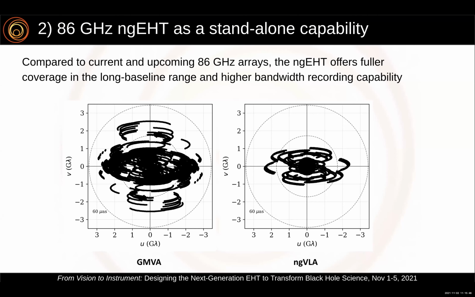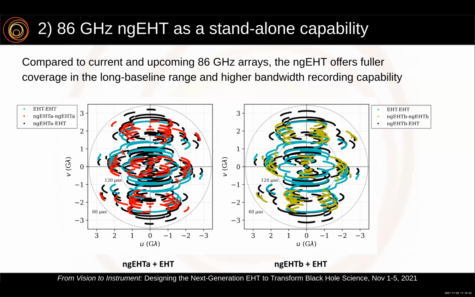So the great advantage that ngEHT has is that it has the best of both worlds. It has the long baseline coverage that is needed, and also the higher bandwidth recording capability. So here are 2 ngEHT basic array designs, A and B. The difference between A and B is just the dish size and some small differences in sites. They're mostly about the same.